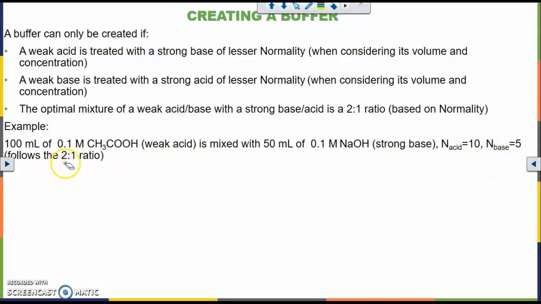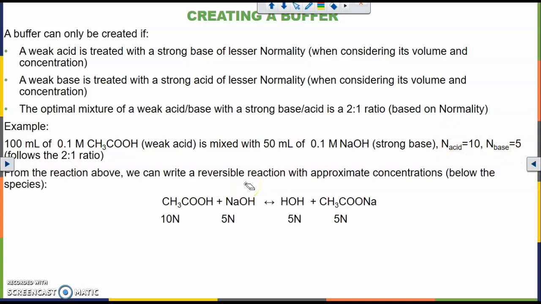So this follows the 2 of the weak acid to 1 of the strong base ratio, and we can write this reaction. We have 10 normal here, and we add 5 normal. This is a limiting reactant problem now. Since this is less than that, this is going to be the limiting reactant. This is what's going to drive the equation. Since this is the smaller amount, it determines how much of the products we actually create.